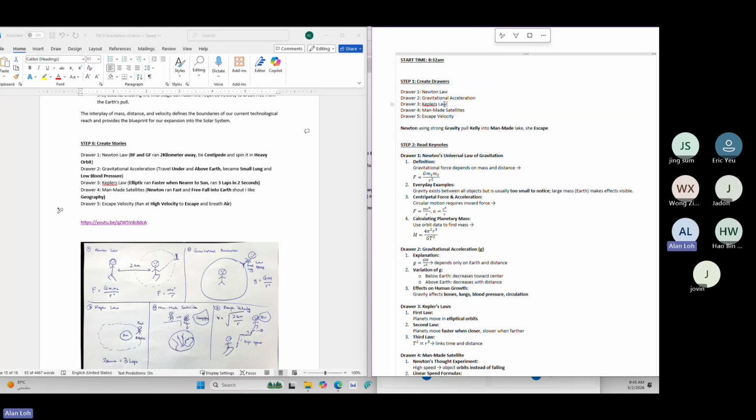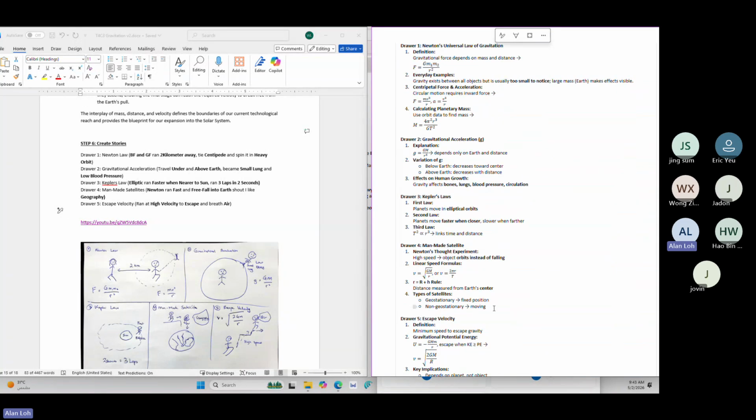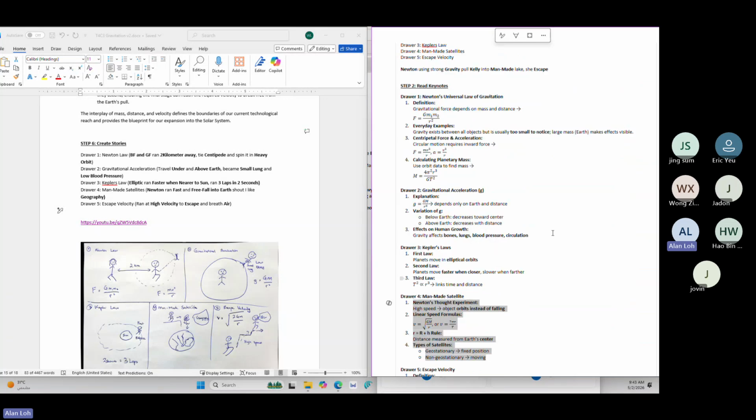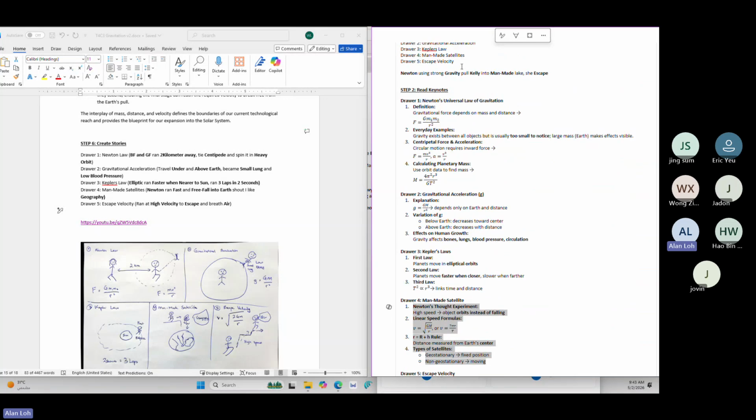Then Kepler's law is even easier. You have 3 laws. Man-made satellite, you have these points over here that you can explain. Escape velocity. What is escape velocity? I think by now you know, right? So step 6 is to help you transform this into a story that you can remember more easily. So let's do one by one.